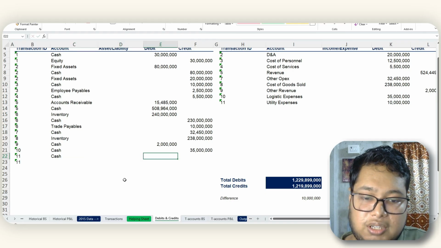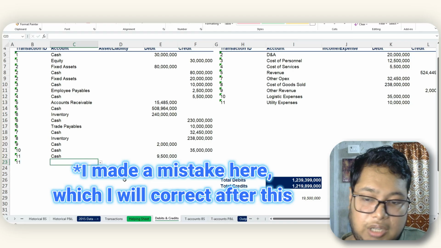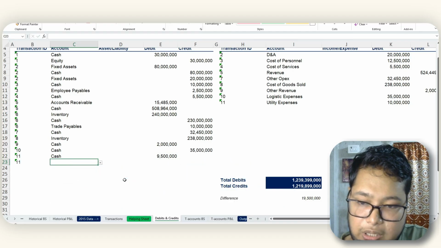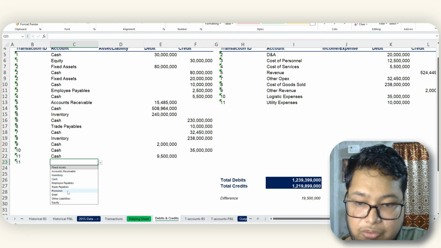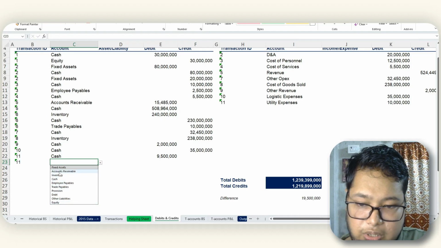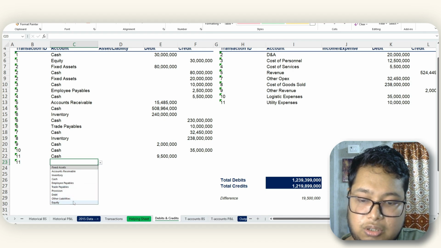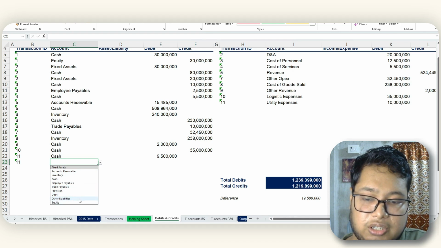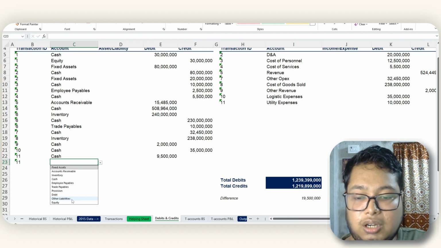Cash, obviously. How much? As it says, $9,500,000. Yeah, numbers are correct, and the remaining will be in the payables. Utility payables. I hope we have an account for that. We have utility payables, account receivables, inventory, cash, employee payables, trade payables, provision. No, it's not going with the provision. So I will use the other liabilities section because there is no other account like utility payables that I can use.